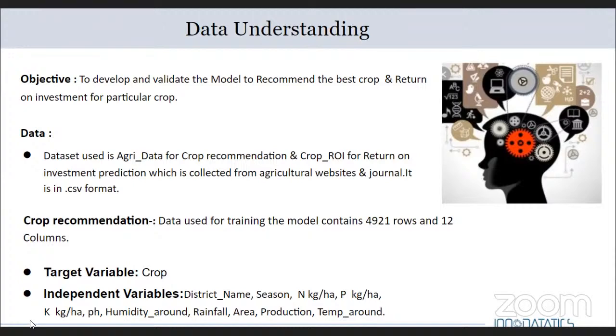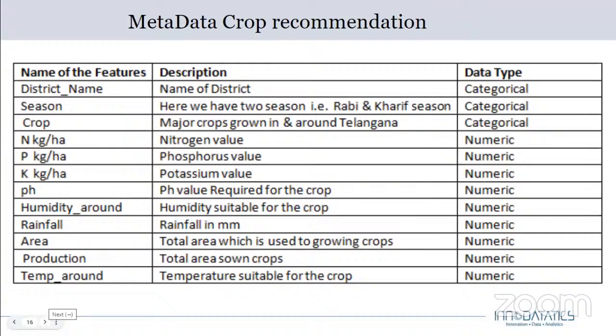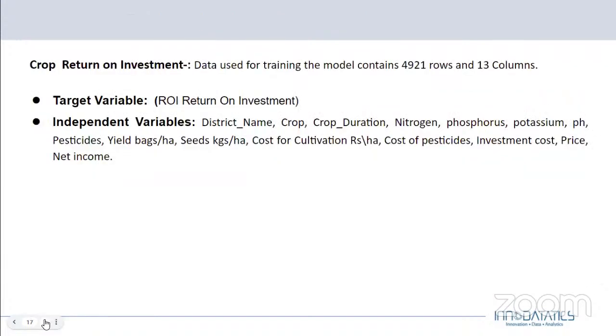So first we talk about agri data. This dataset consists of 12 columns and 4,921 records. Here crop is our target variable and the rest are all independent variables. These are the metadata of crop recommendations. If we look, we have three categorical variables and the rest are all numeric variables.